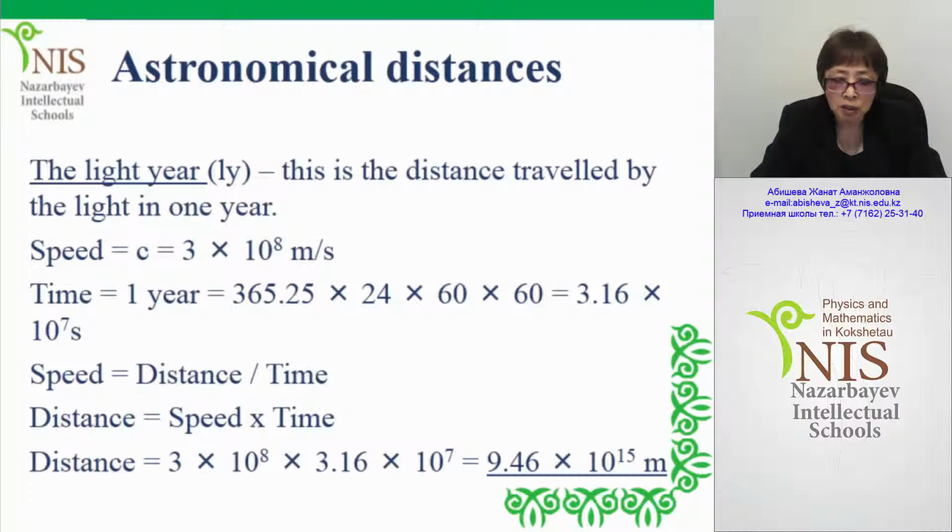Speed equals distance over time, so distance equals speed multiplied by time. So distance equals 3 times 10 to the power 8 multiplied by 3.16 times 10 to the power 7, which equals 9.46 times 10 to the power 15 meters.